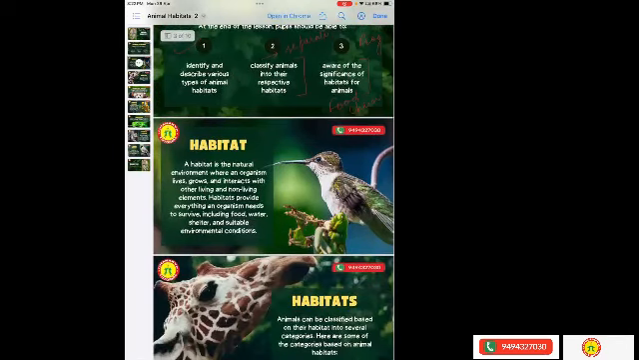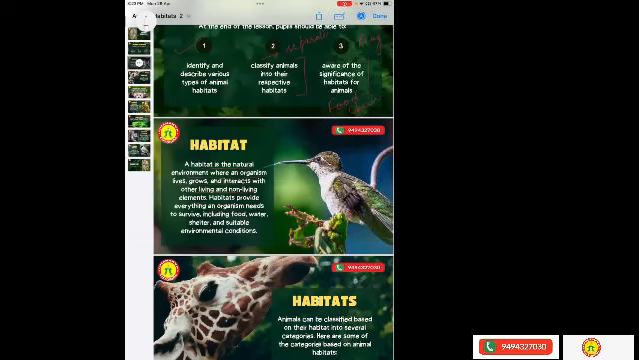Now coming to the definition of habitat: a habitat is the natural environment where an organism lives, grows, and interacts with other living and non-living elements. So habitat is basically a natural environment. We are not making it, right? Automatically through nature it is present in the environment. So in that particular environment, they will be living, growing, and at the same time interacting with living and non-living elements.